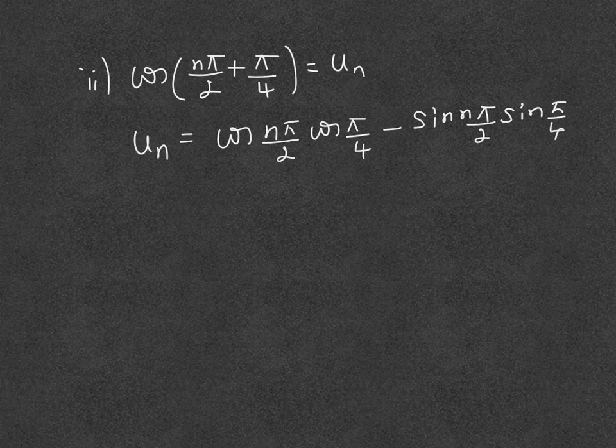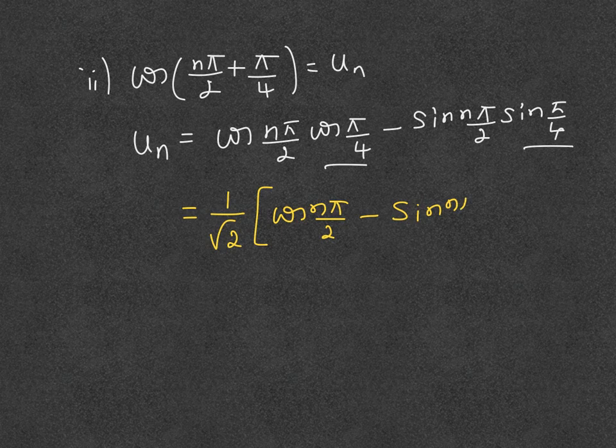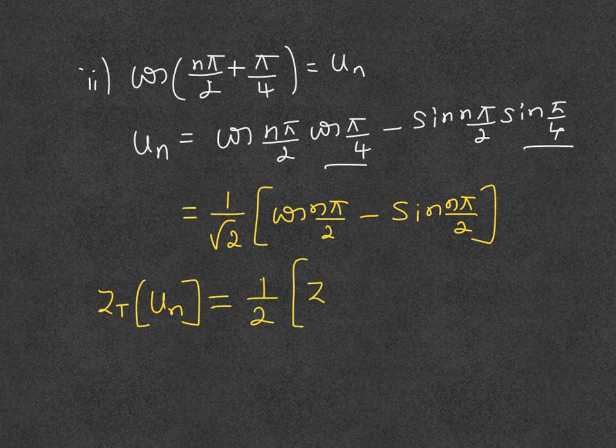We know that cos pi by 4 and sin pi by 4 are both equal to 1 by root 2. Therefore, this is equal to 1 by root 2 of cos n pi by 2 minus sin n pi by 2. Now, the z transform of this u n is 1 by root 2 times the z transform of cos n pi by 2 minus the z transform of sin n pi by 2.